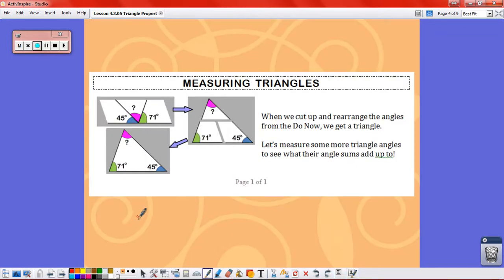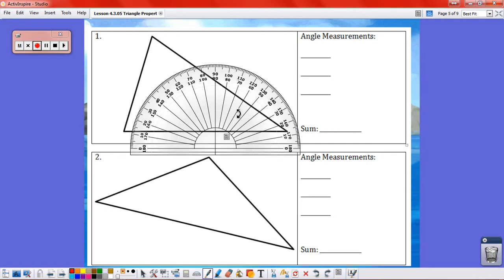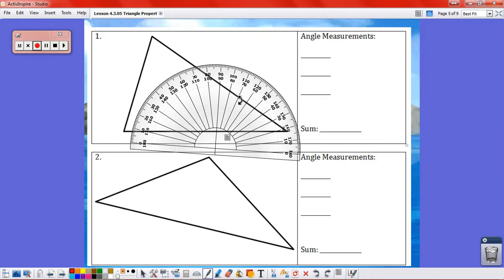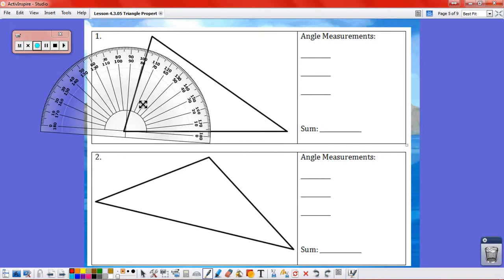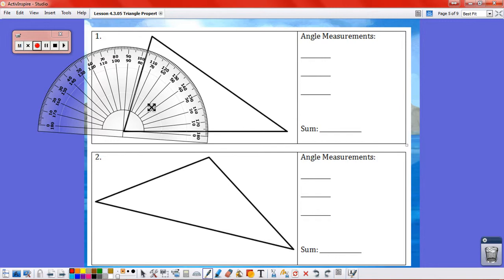So we're going to measure some triangles. Actually, we are definitely using a protractor. This is the one from the warm-up where we figured out that it had to be 64 degrees because this was 116. If we take that apart and reassemble it, this is our 64 degree angle, this is our 71 degree angle, this is our 45 degree angle, and they make a triangle. So we're going to measure some other angles, actually using a protractor to measure these. So we line up the 0 point and then the 0 edge.